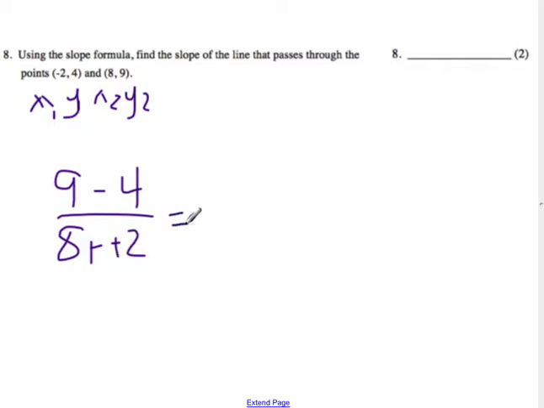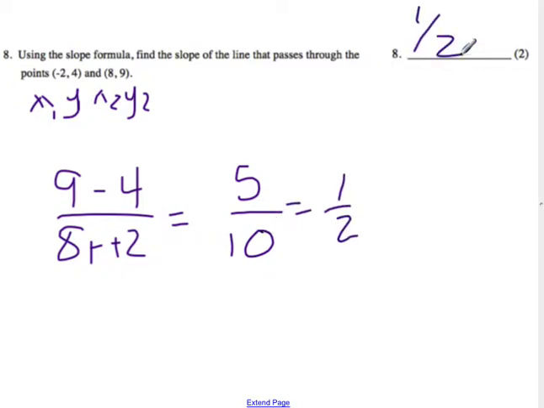Well, 9 minus 4 is 5. 8 plus 2 is 10. So you never want to leave a fraction unreduced. So we need to reduce the fraction 5 over 10, which is going to give us 1/2. So the slope between those 2 points is 1/2.